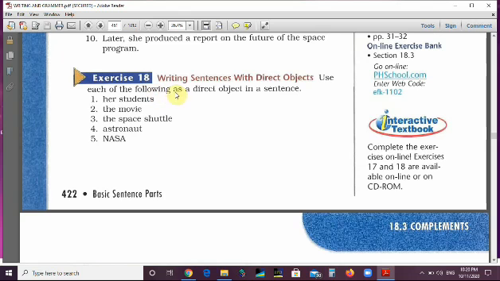Use each of the following as a direct object in a sentence. Put these expressions in a sentence after a verb. The teacher loves her students. I watched the movie yesterday. They launched the space shuttle a week ago. We saw the astronauts getting into the shuttle. America established NASA some time ago.